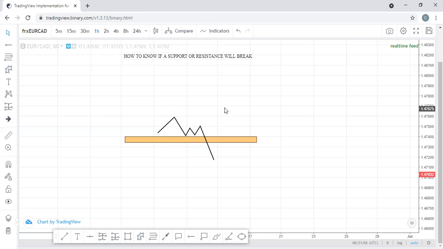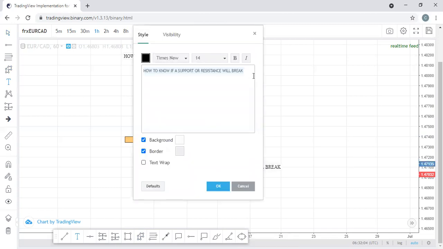Now, the first way to know if a support or resistance will break: the first thing you will see is lower highs forming against the support. So you will find lower highs forming against the support, which is one way to know if it's going to break.